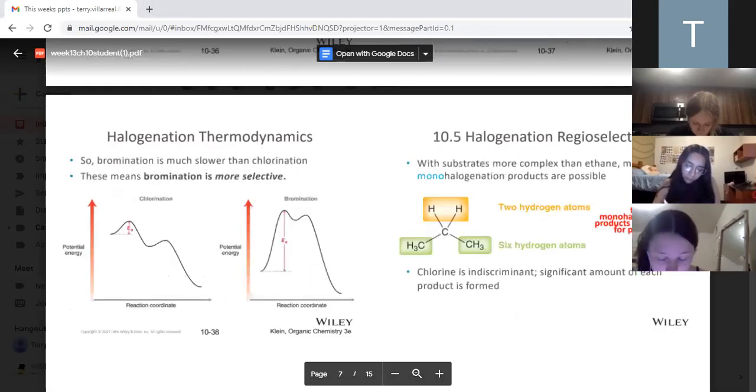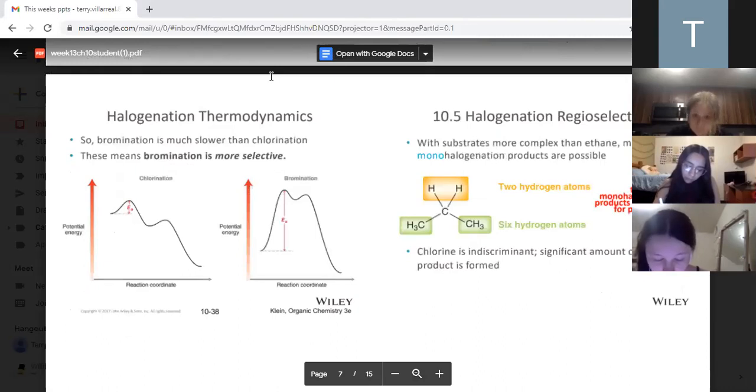So now this is actually going to give us a weird little effect that is very useful for us. Bromination is much slower than chlorination. So if I think about, remember the rate of my reaction is this activation energy, right? It's how long it takes to go over that hump for the reaction to occur. So in step one, you have your abstraction, and then you have the second step.